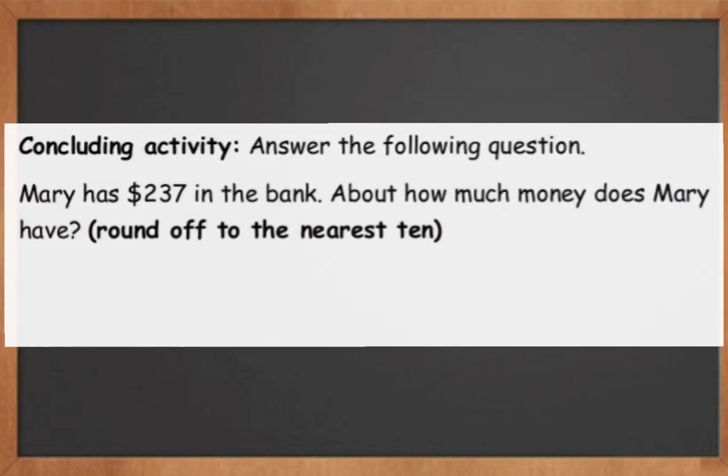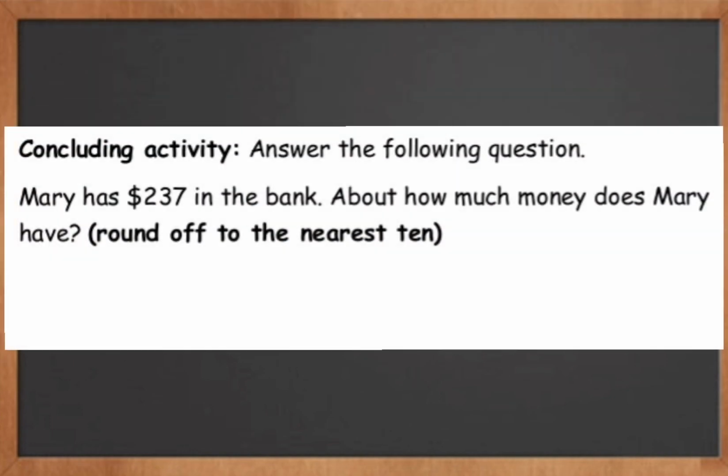When you finish, let's do the concluding activity. So it says, answer the following question. Mary has $237 in the bank. About how much money does Mary have? For this one, you're going to do it the same way as how you did from number 1 to 8. So you just need to take the number. So in this problem, the number is 237. Now you round it off to the nearest tens.